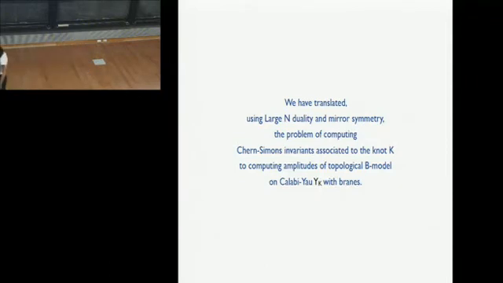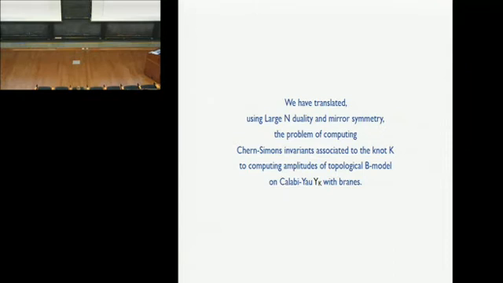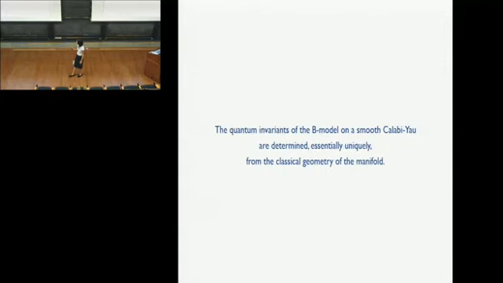Okay, but the main application I have in mind is somewhat different. So what we've done so far is we've translated, using large N duality and mirror symmetry, the problem of computing Chern-Simons knot invariants associated to a given knot K, to computing amplitudes of the topological B model on this Calabi-Yau Y together with some branes. The Calabi-Yau mirror to the knot. This is the mirror symmetry associated to the knot.